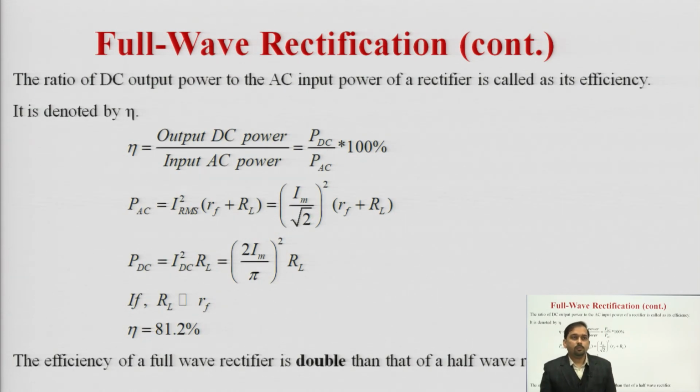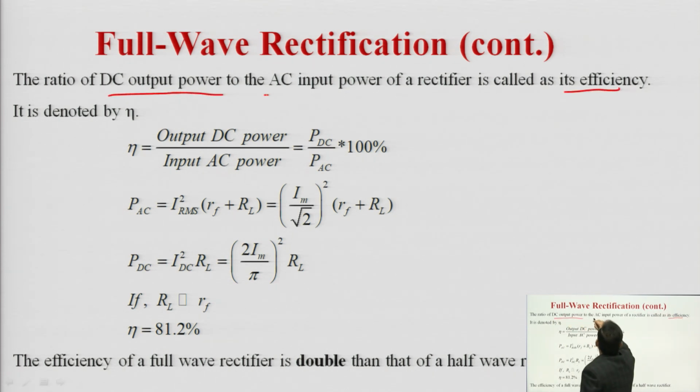Now we are interested in calculating the efficiency. We have already seen that for the half wave rectifier the efficiency was 40.6%, meaning we were only able to convert 40.6% of the input AC power to DC power. The definition of efficiency is the ratio of DC output power to AC input power. So the mathematical relationship is PDC by PAC multiplied by 100.